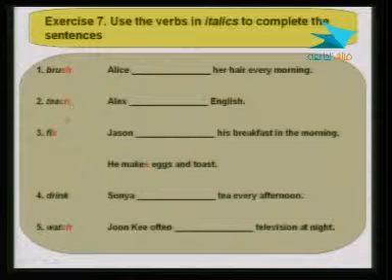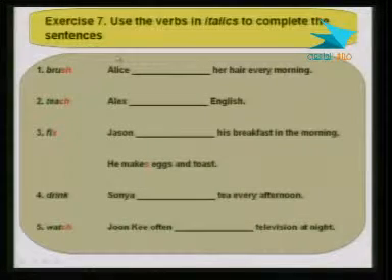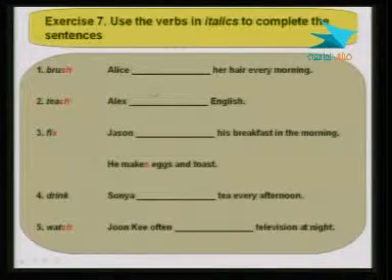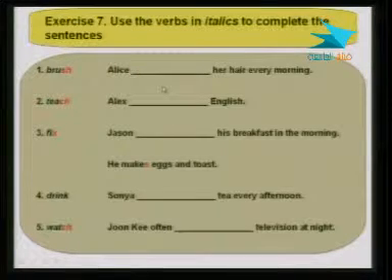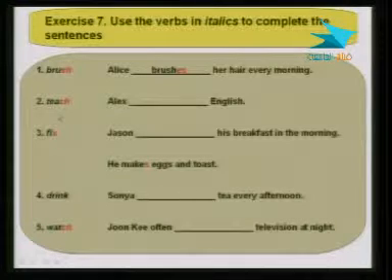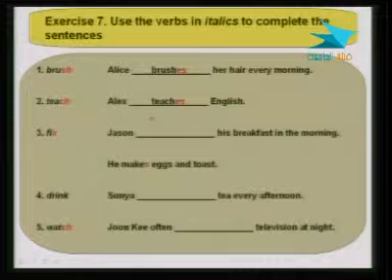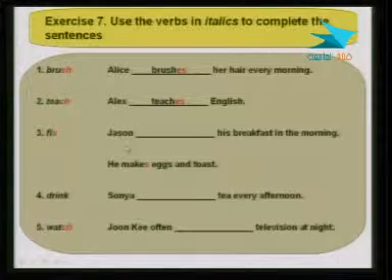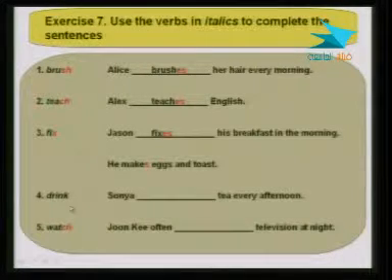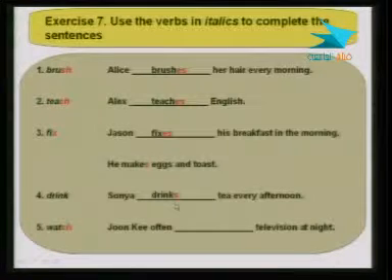طلبت منكم أن تستخدموا الكلمات هذه اللي مكتوبة in italics. In italics يعني بشكل مائل، right? كما تلاحظون كل فعل يستخدم هنا to complete the sentences. فلاحظ هنا Alice brushes her hair every morning. With the verb teach, Alex teaches English. Jason fixes his breakfast in the morning. He makes eggs and toast. Drink, right? Sonia drinks tea every afternoon.